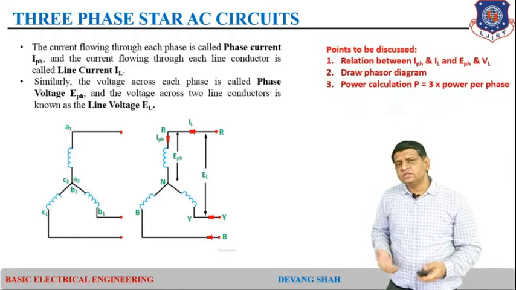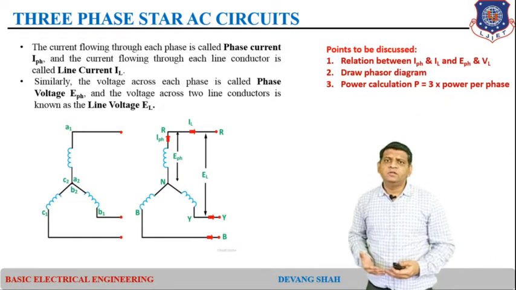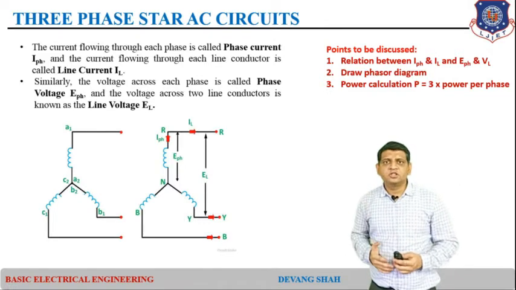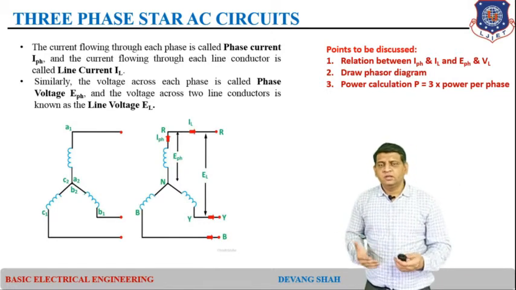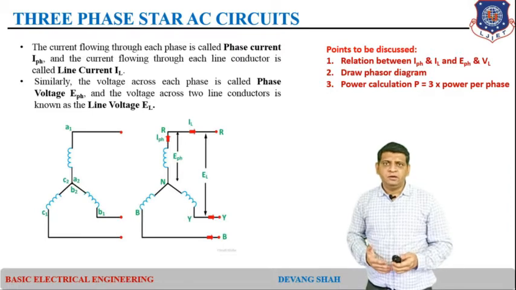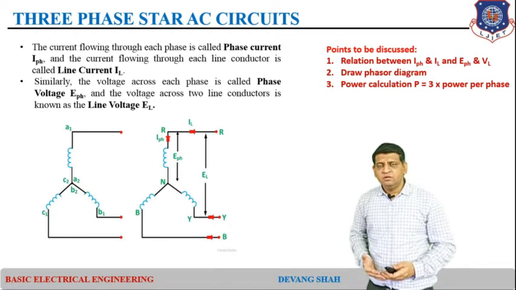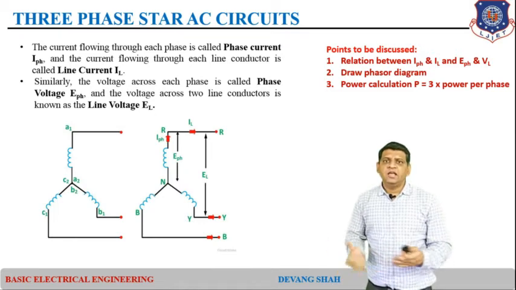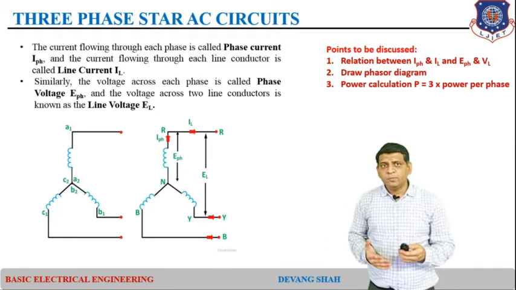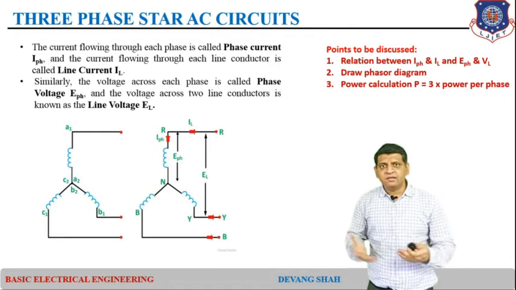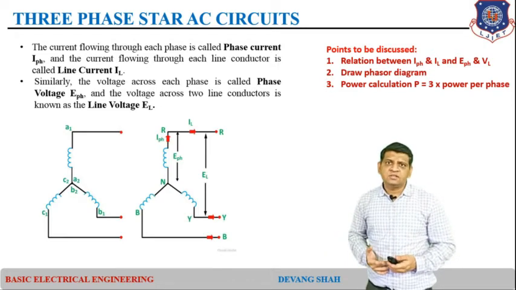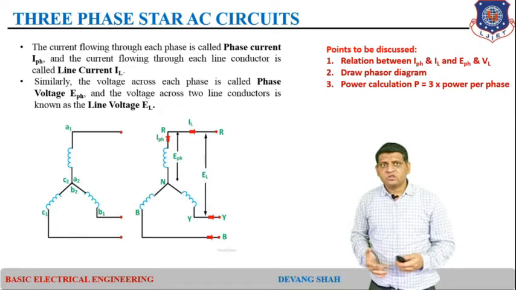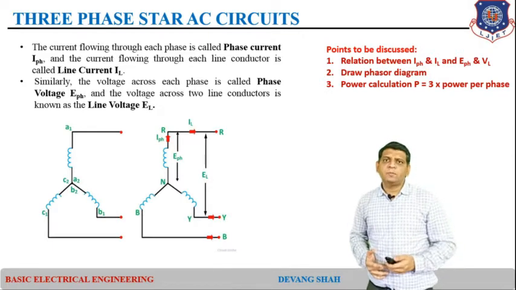Now, based on this recap of our individual RL, RC and RLC single phase AC circuits, we have discussed three points. Point number 1 is the relation between voltage and current. Since this is a three phase system, we need to find the relation of voltage and current for the star as well as the delta network. This is the same as we discussed in the single phase AC circuit, the relation between IPH and IL, and EPH and VL. So this is my point number 1.